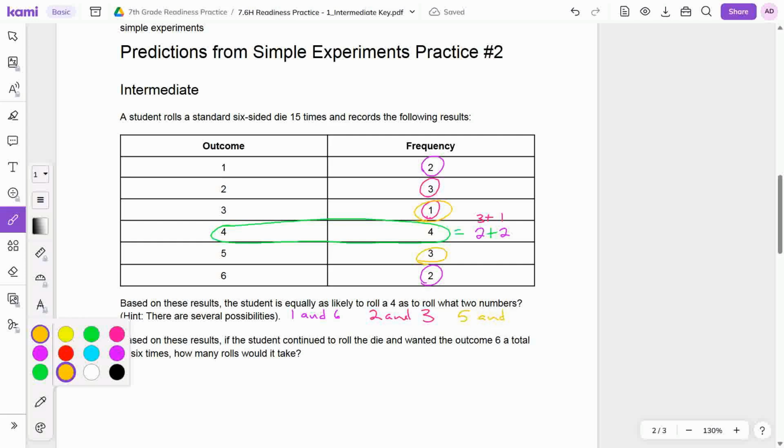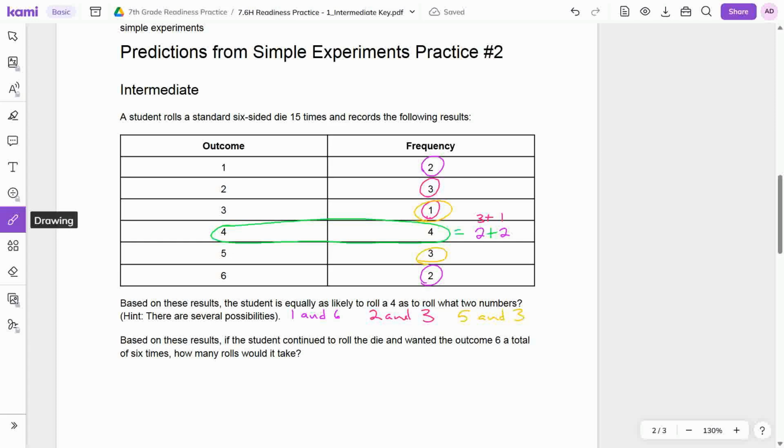Now, based on these experimental results, these are the only options that are going to get me the same number as my 4 outcomes, which happen to be 4, as if I were to roll two other numbers, 1 and 6, 2 and 3, 5 and 3, because they all make 4.